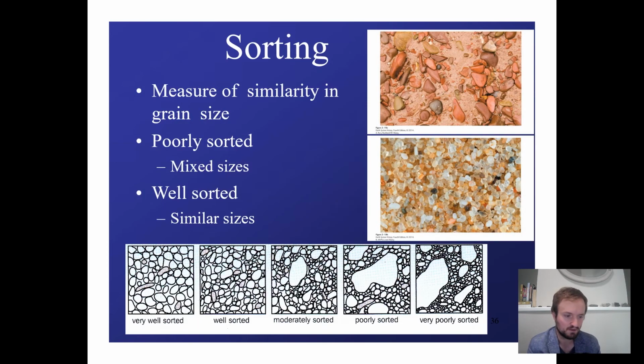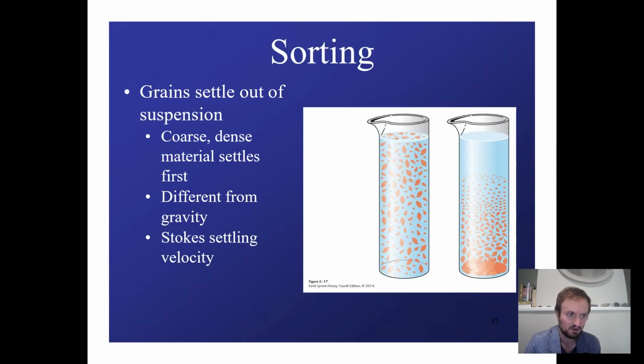So sorting. Oh wait, sorry, real quick, I'll come back to this. If you find a rock in the field where you see a bunch of coarse-grained material grading up into fine, then this is probably the original up indicator. So you can tell if a bed has been flipped all the way over or not.